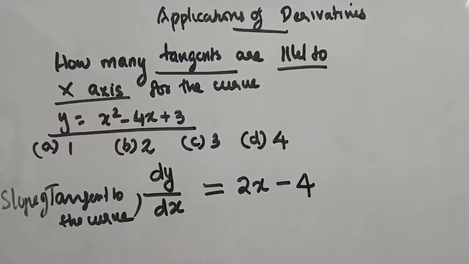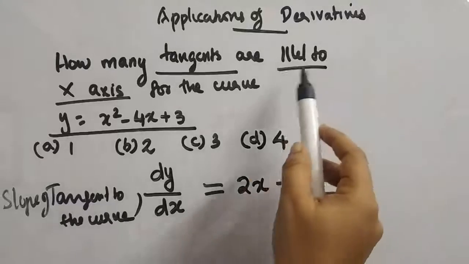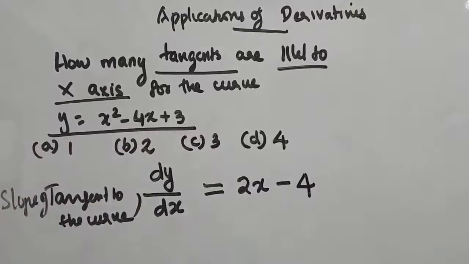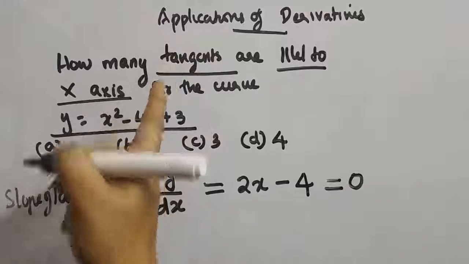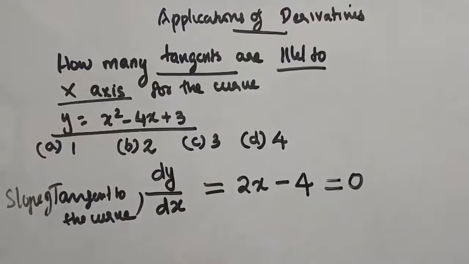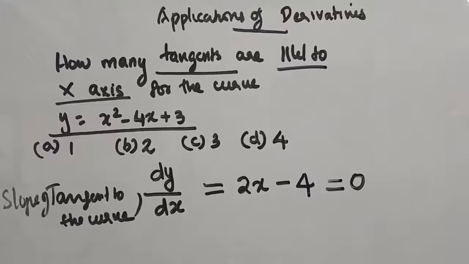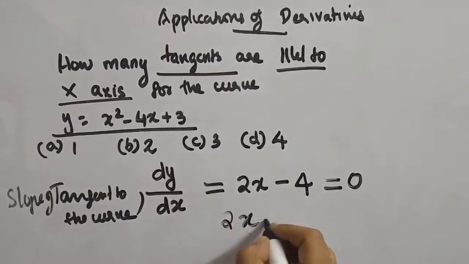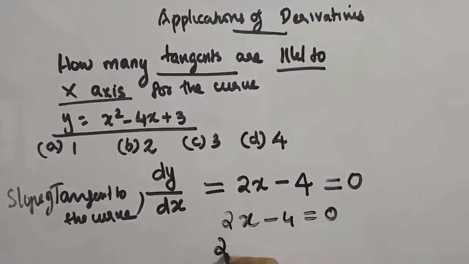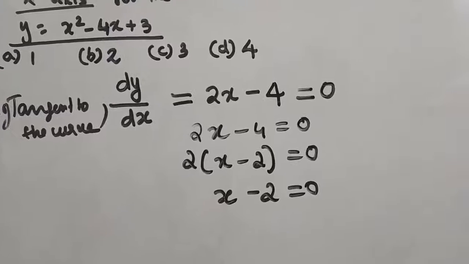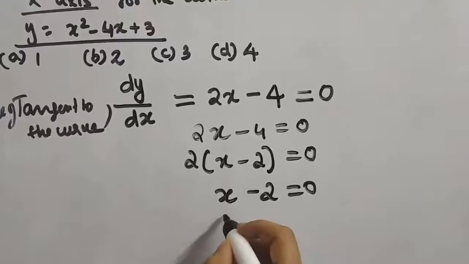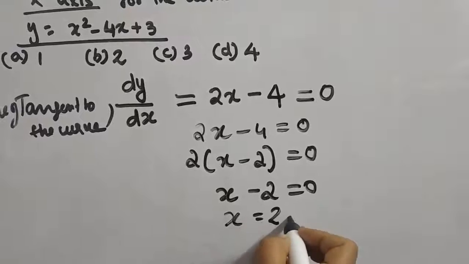Okay, so we know that what is the slope of x-axis? Slope of x-axis is 0. So since this tangent is parallel to x-axis, its slope is also 0. So what you will get? 2x minus 4 equal to 0. So 2 into x minus 2 equal to 0. This implies x minus 2 equal to 0. So x is equal to 2.